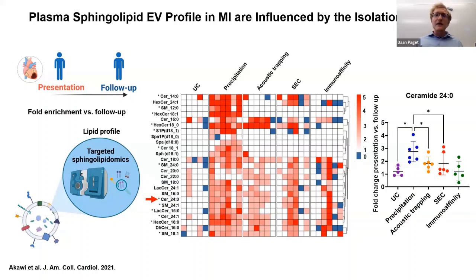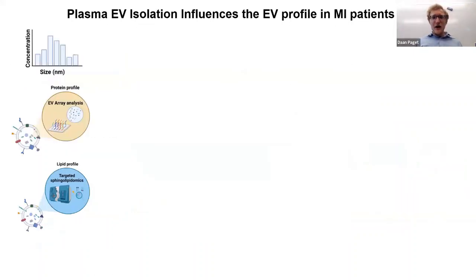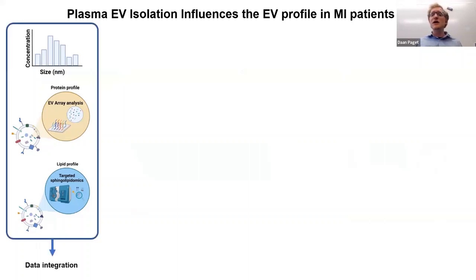So we see differences in the concentration, we see differences in the protein profile, and we see differences in the lipid profile of these MI patients. What happens if we integrate all this data together, and are we then able to differentiate between a patient sample at time of presentation, so in the acute stress phase, versus a patient sample at a 1 month follow-up?